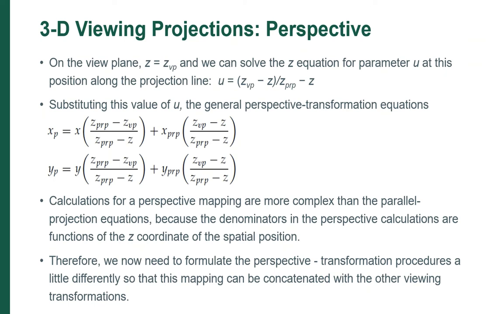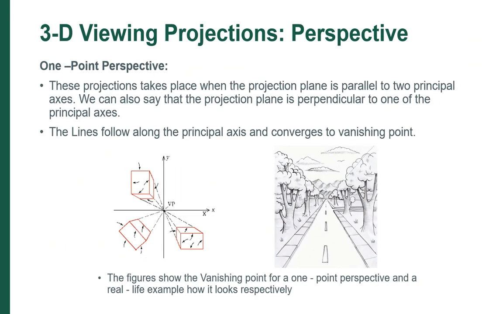Therefore, we now need to formulate the perspective transformation procedures a little differently so that this mapping can be concatenated with other viewing transformations. Let's see some more interesting topics. And the perspectives are of three types: 1 point, 2 point, and 3 point.